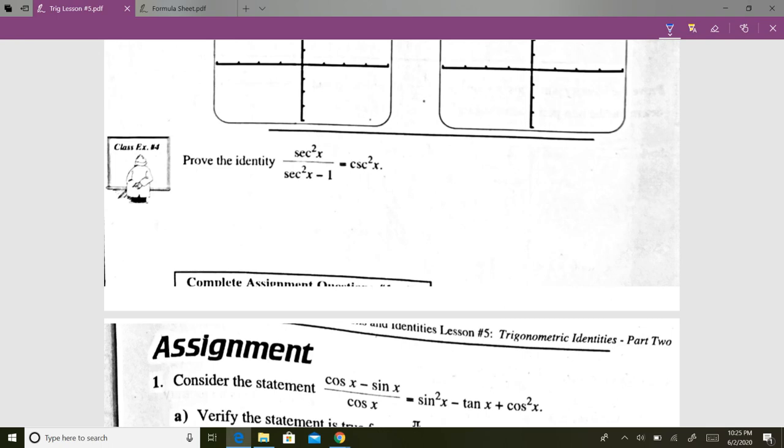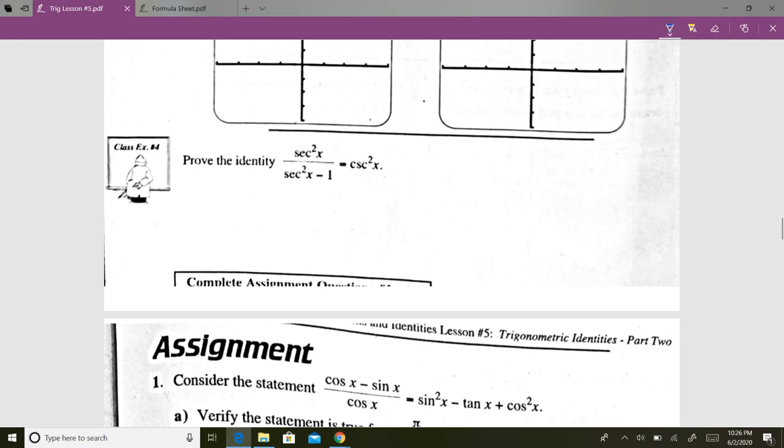Prove that secant squared over secant squared minus 1 is equal to cosecant squared. Okay. Well, what side do you want to start with? I would say we start with the left side. Okay, so secant squared over secant squared minus 1. You cannot, let me be clear about that, you cannot cancel those out, because there's 2 terms in the denominator. So that is a no-go.